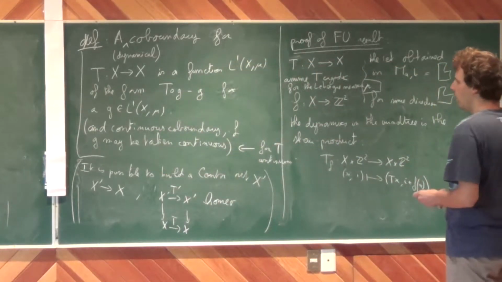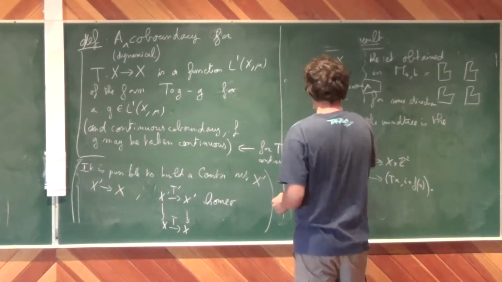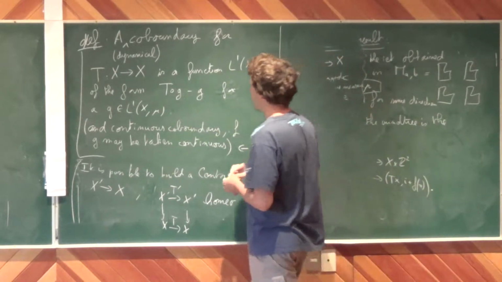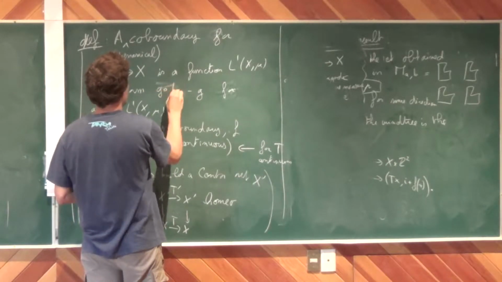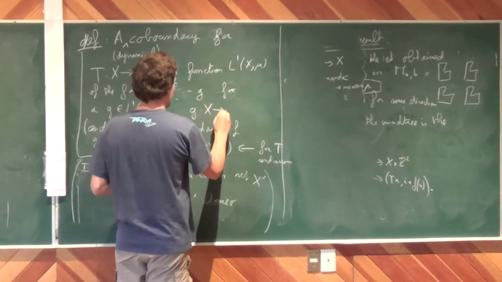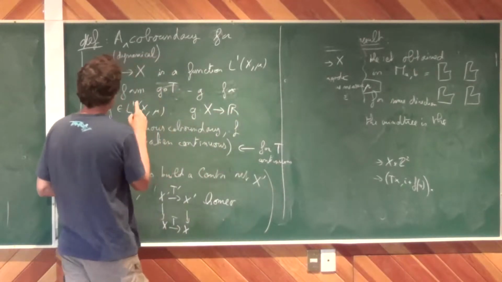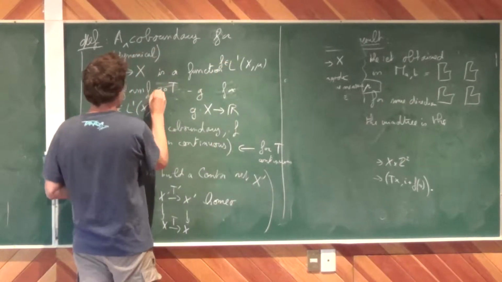So why is it called a coboundary? You have this equation, but it does not tell you too much. Oh, there is a problem in the composition. Sorry, you do not know where g goes from and to. So g goes from X to R. F was a function. The function f is a coboundary if you can write it that way.